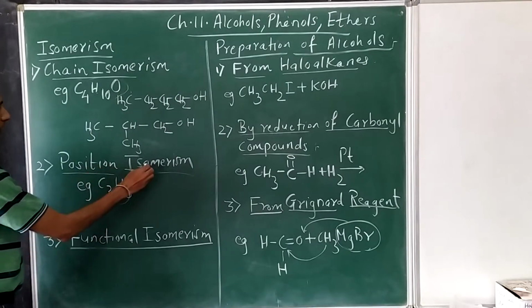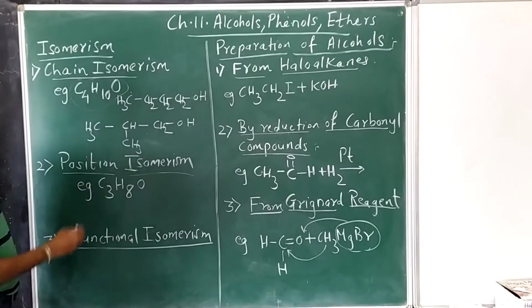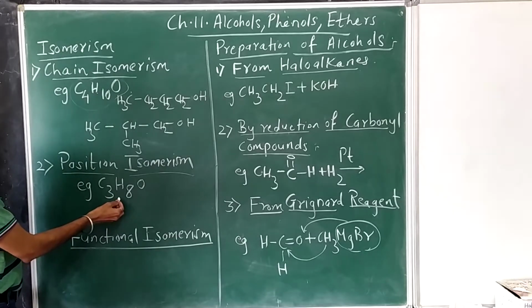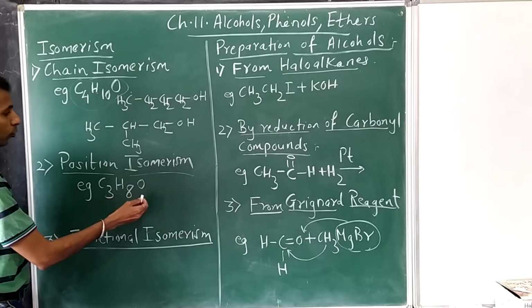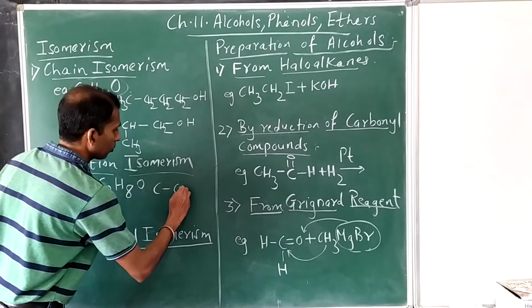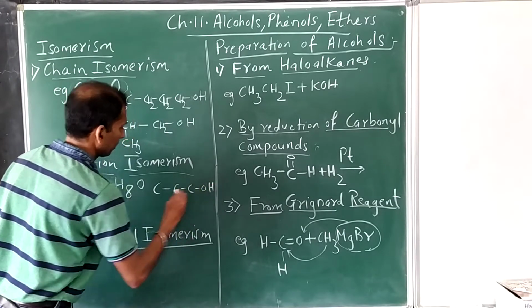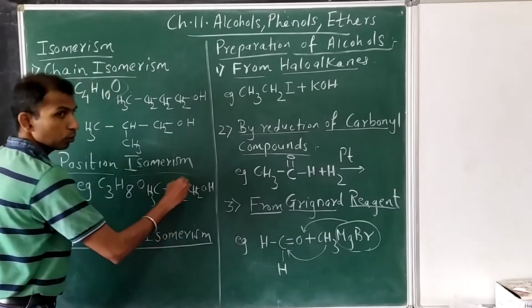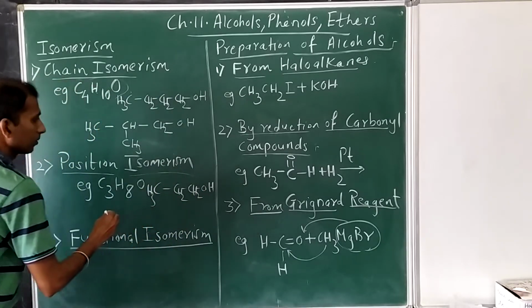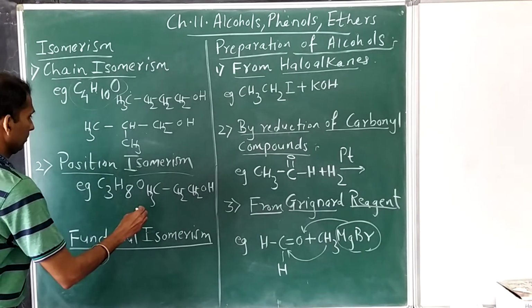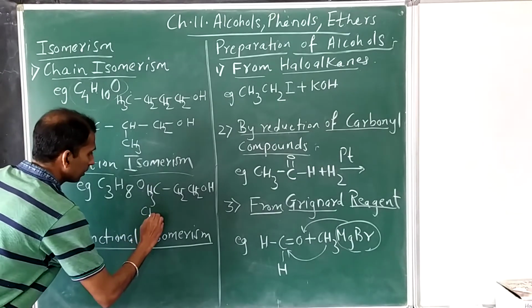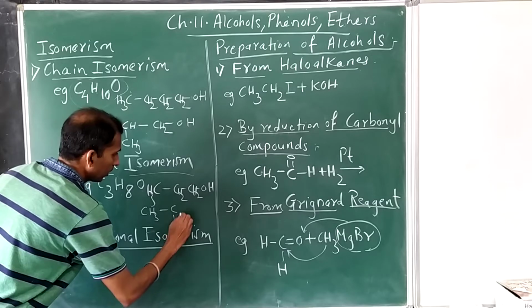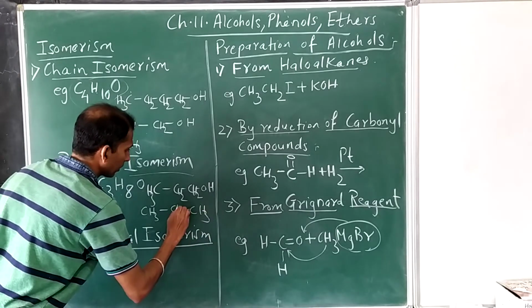Second type of isomerism is position isomerism. Let us draw the isomers for an alcohol having molecular formula C3H8O. 1, 2, 3 and OH: CH3, CH2, CH2 and OH. And the second one will be CH3, CHOH and then CH3.